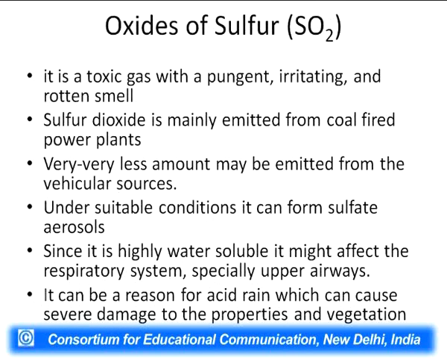The next class of pollutant is oxides of sulfur, or SO2. SO2 is basically a toxic gas with a pungent, irritating, and rotten smell. It is mainly emitted from coal-fired power plants, although it can also be emitted from vehicles, but their contribution is very, very less. The contribution from coal-fired power plants is highest. Under some suitable conditions, it can form sulfate aerosols, or secondary aerosols. Since it is highly water soluble, it might affect the respiratory system, especially the upper airways. It can be a reason for acid rain, which can cause severe damage to properties and vegetation.